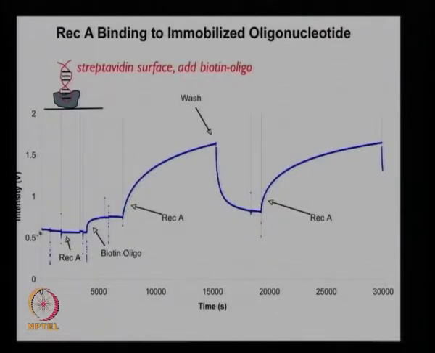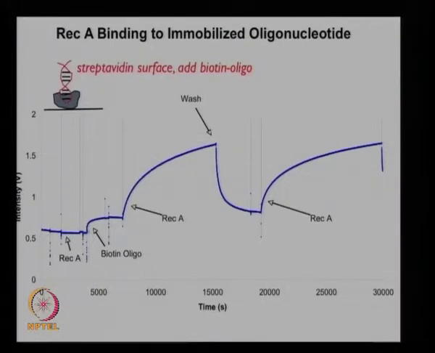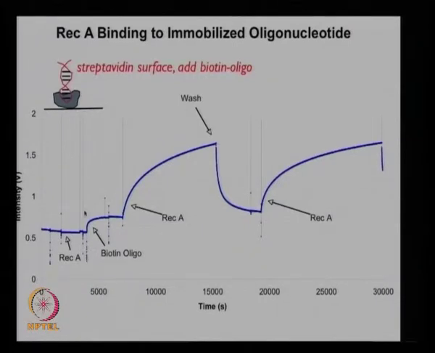So we start with a substrate that has only streptavidin, and when you introduce RecA to that sample cell, nothing happens. RecA doesn't bind. So at this point, we introduce a biotinylated oligo, and that binds to the streptavidin, and you get a little blip in signal. When you introduce RecA at this point, you get a much bigger increase in signal.